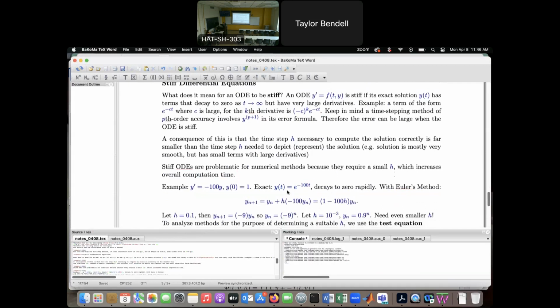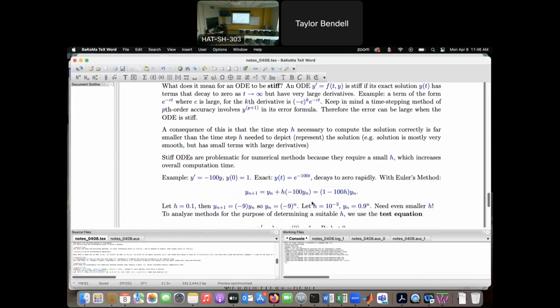So you're substituting your time derivative being minus 100y. So then y_{n+1} is equal to yn times this factor right here. So if I choose h equal 0.1, normally that seems like a reasonable choice, then your solution is going to grow exponentially. It's also going to oscillate, because it's going to be minus 9 to the n, but the solution is supposed to go to 0.